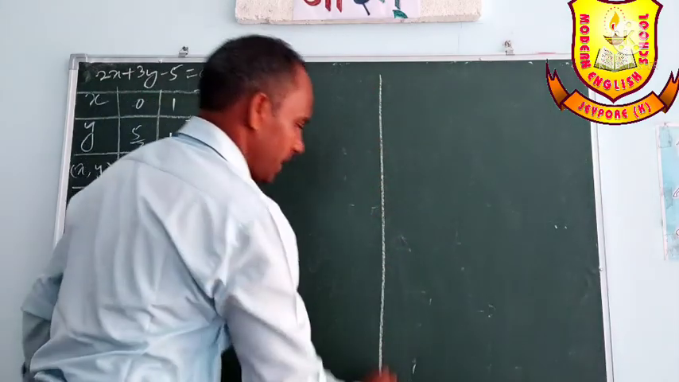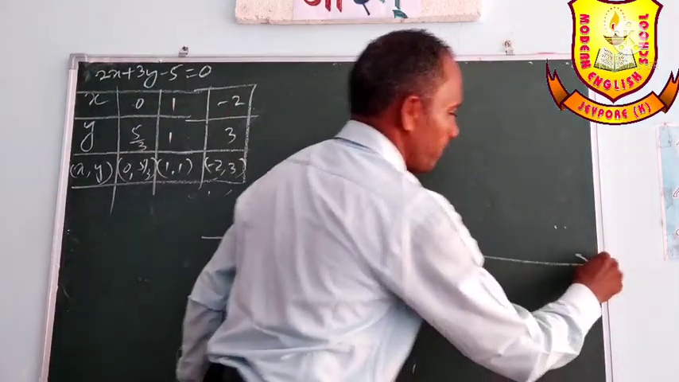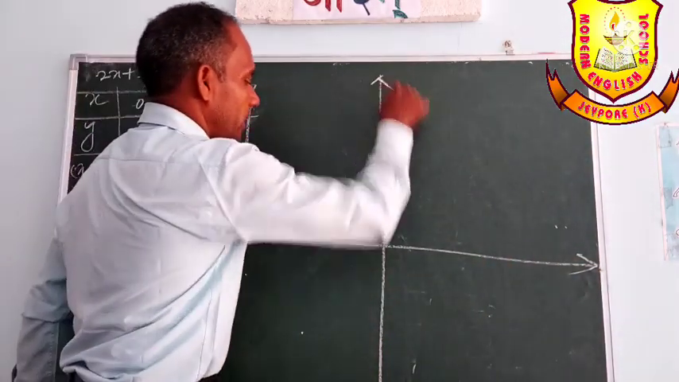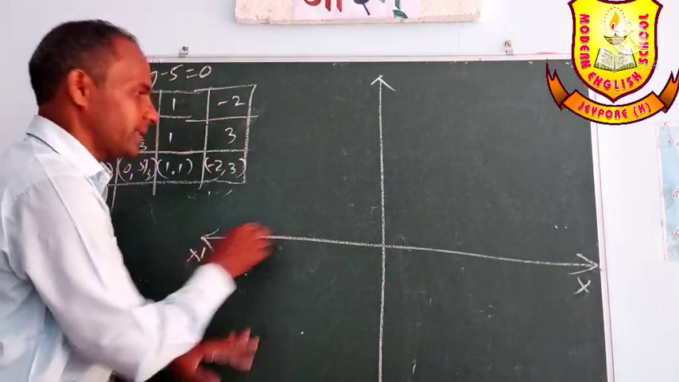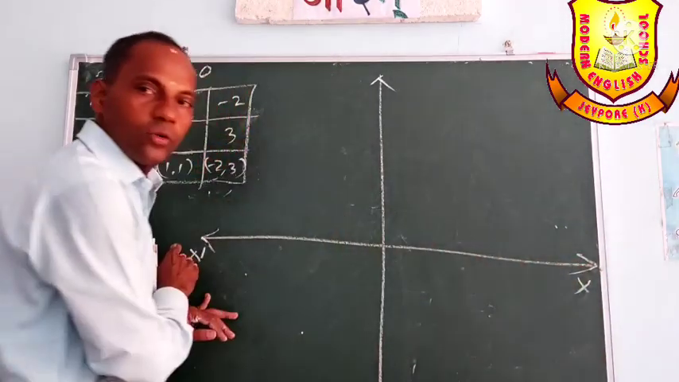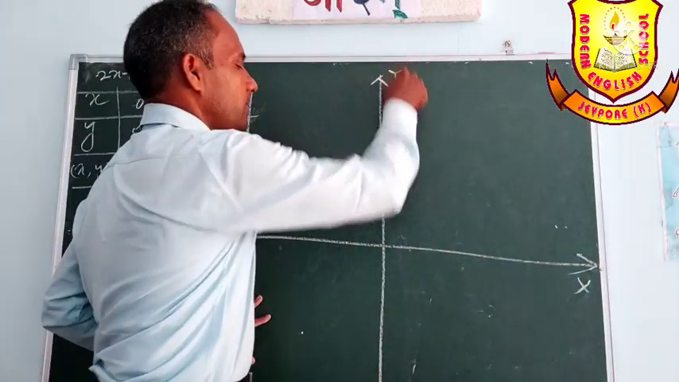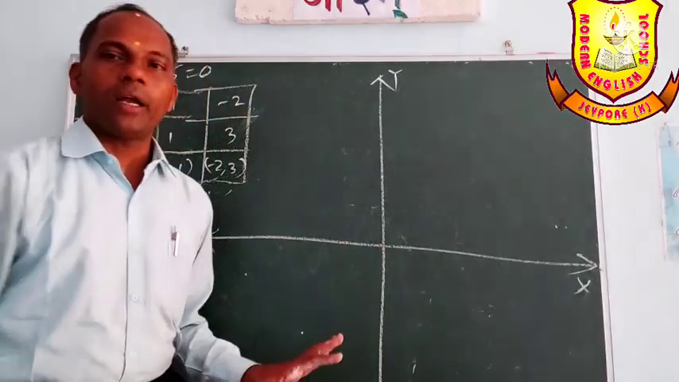So, you will draw this line. You have known this is the coordinate plane. In a coordinate unit, I have taught you: at the arrow mark you will write x dash, and at this arrow mark you will write y dash.